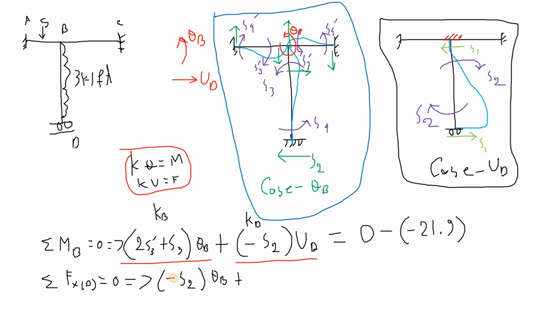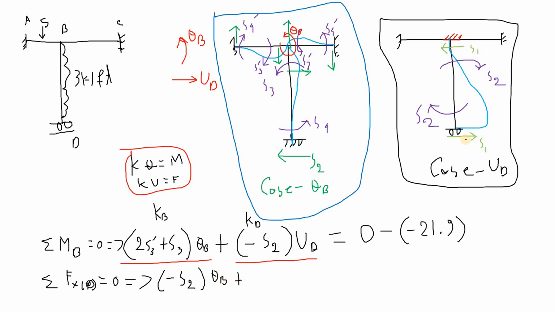Okay, so we have a negative S2 right over here. We have a negative S2 because we're going to be focusing on this diagram when we are doing the f of x at D. We're not going to be focusing on the case theta B diagram. We're going to be focusing on the case UD diagram. So at case UD diagram, you can see there is a positive S2, a positive rotational stiffness, which is S2 right over here. So this S2 is being considered here. So that is why there is a negative S2 and theta B. And then we're going to be adding a plus.